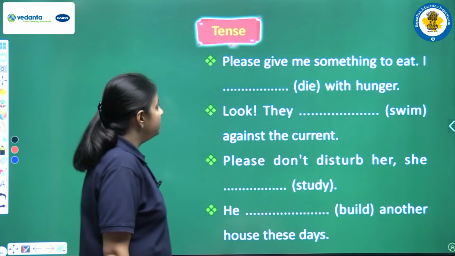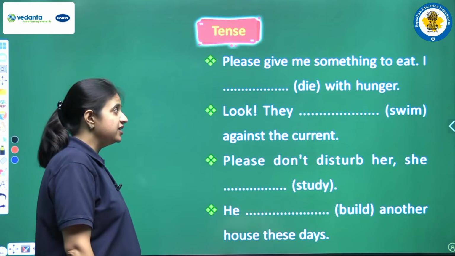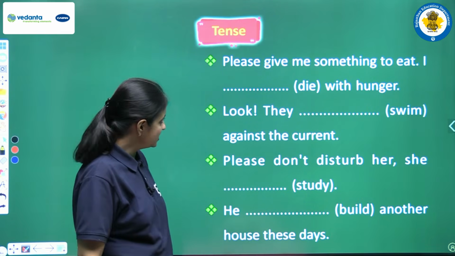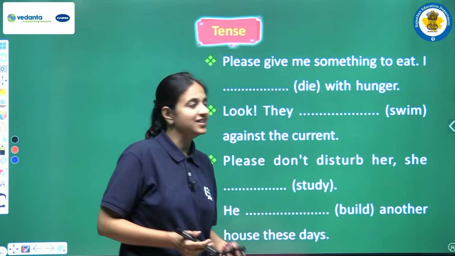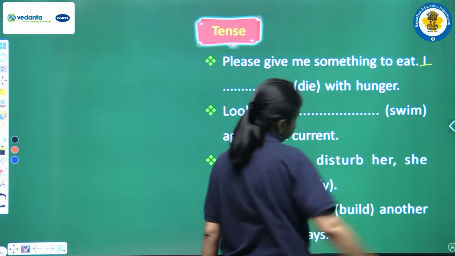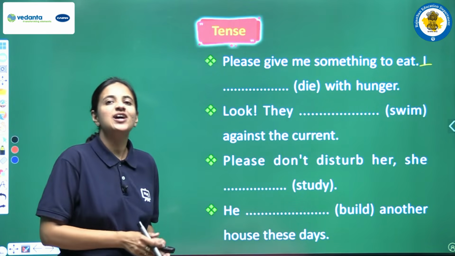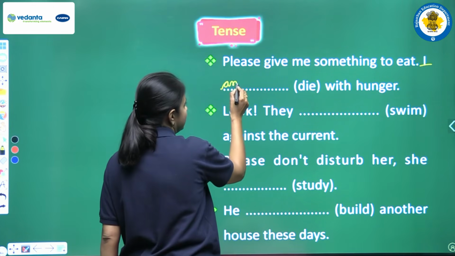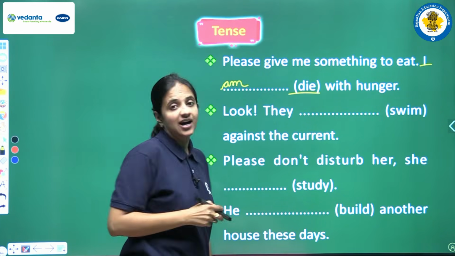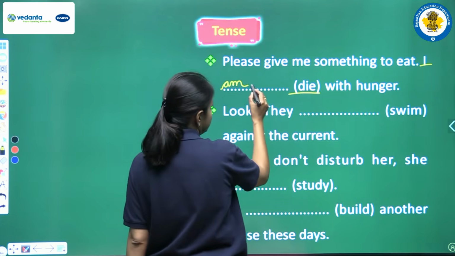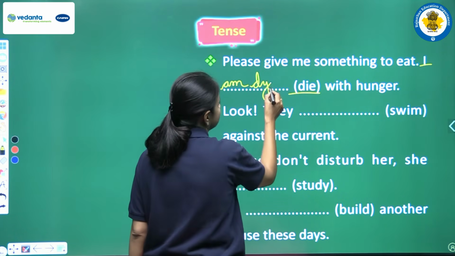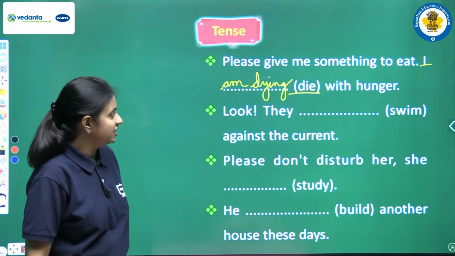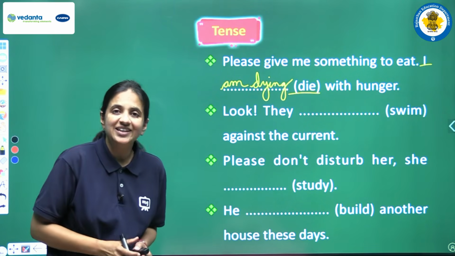Next, please give me something to eat, I die with hunger. Okay, so it's again a very simple sentence and it's a positive sentence, and we have I as subject, and now we all know that for I we always use am. So we will write first of all the helping verb, that is am, and we have die as main verb, so plus ing it will be dying. Okay, so our sentence will be please give me something to eat, I am dying with hunger.